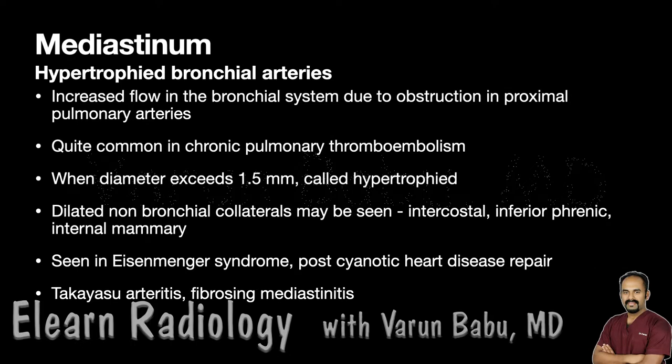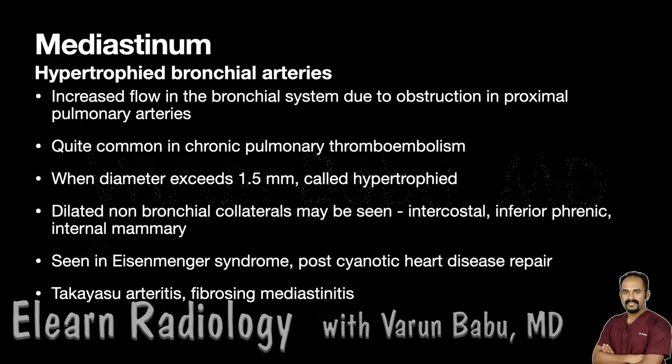In the mediastinum, look for hypertrophied bronchial arteries. An increased flow in the bronchial system is due to an obstruction in the proximal pulmonary tree. Quite common in chronic pulmonary thromboembolism. When the diameter exceeds 1.5 mm, that's when we call a bronchial artery to be hypertrophied.